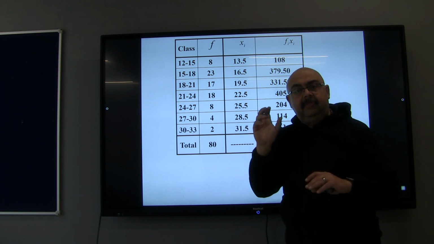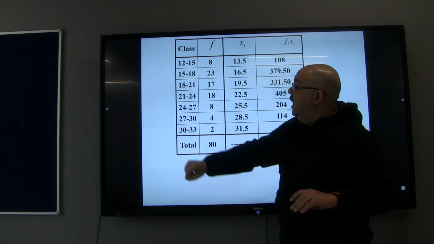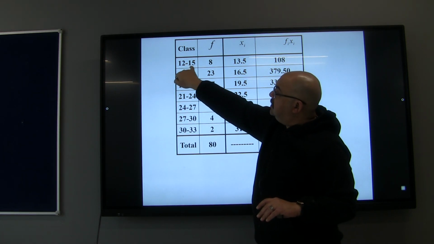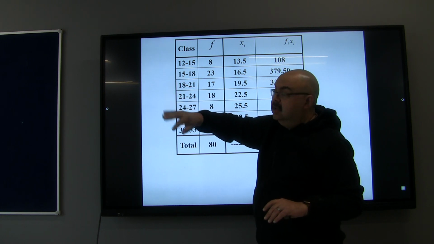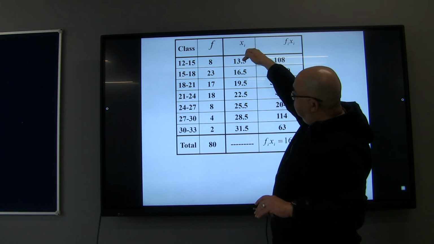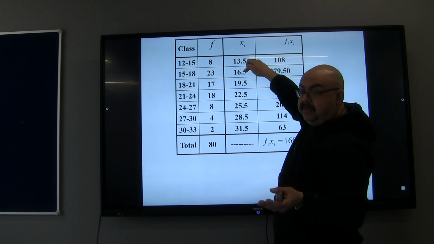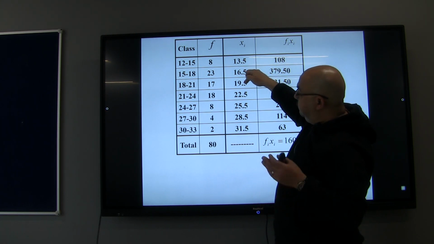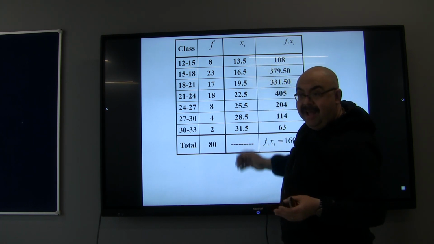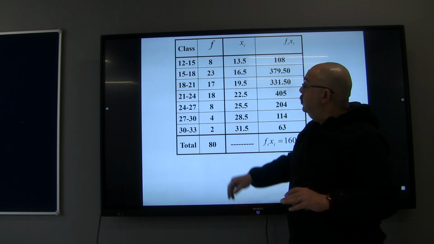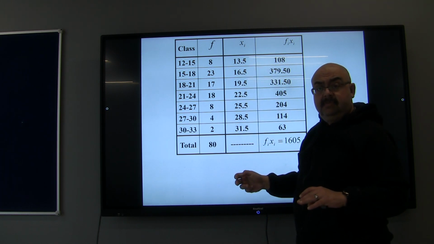So on each one of them we add what? The interval width. As you see, the interval width in this class is 3. So 13.5 plus 3 is going to be 16.5. Plus 3 is going to be 19.5. Plus 3 is going to be 22.5. And so on. In this case, we got the xi's, the class marks.